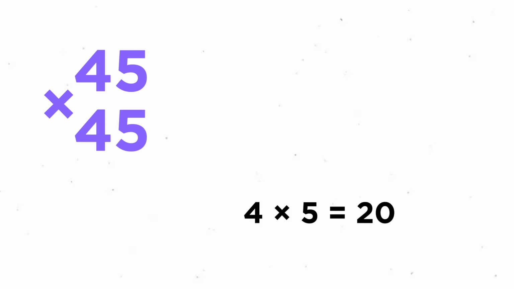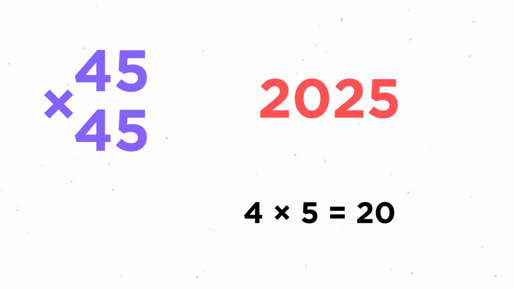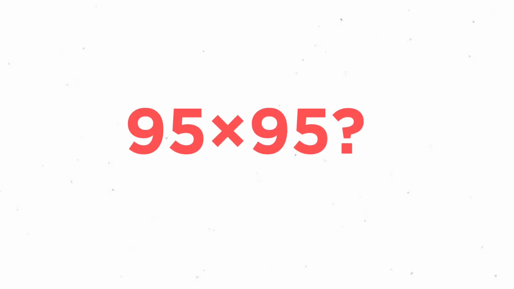4 times 5 equals 20, add 25. So the answer is 2025. Now you try. What's 95 times 95? Let me know in the comments.